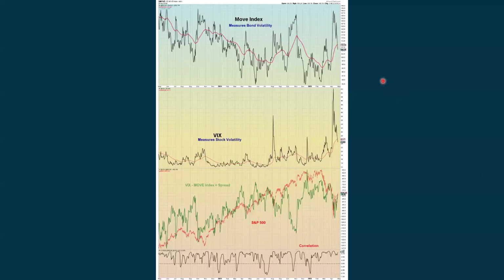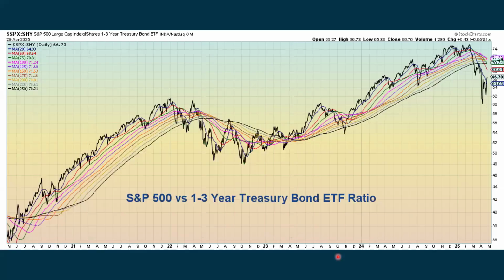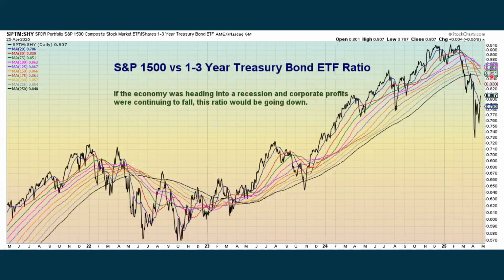We look at the volatility of bonds as measured by the MOVE index, and as bonds have been going back up, volatility has been dropping off. The VIX is still very high, but it's been dropping off as the S&P has been rebounding, and the correlation between the volatility of bonds and stocks is pretty high right now. And we look at some ratios between the S&P 500 and short-term 1 to 3 year bonds. We're still below the rainbow, but trying to improve. And you're going to see a lot of that over the next few charts.